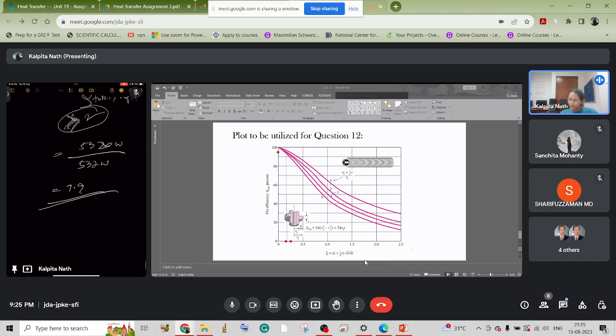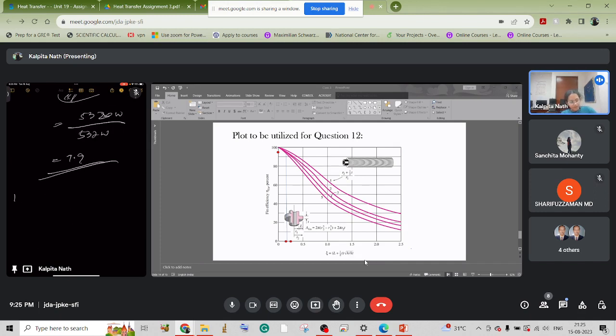Okay. Now for question number 13, who has solved question number 13?